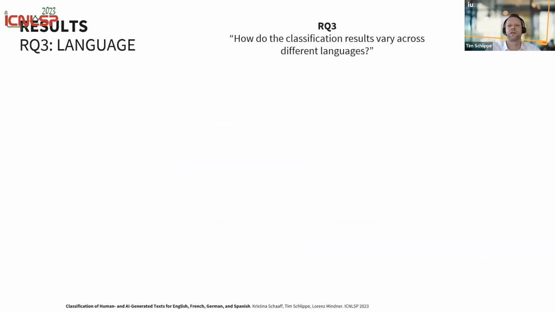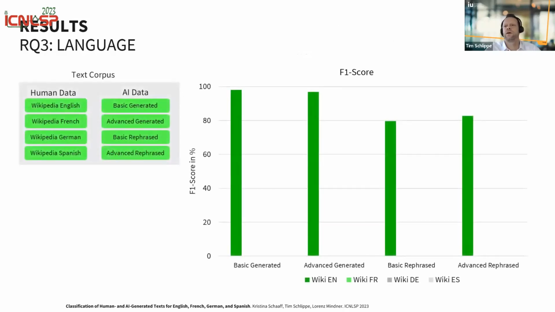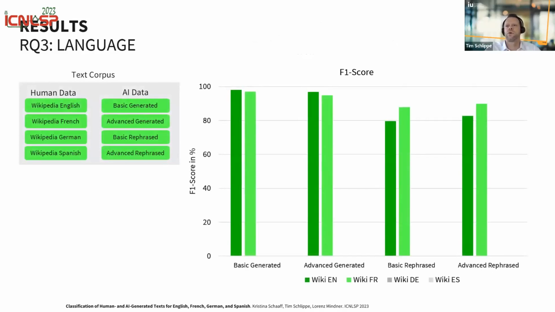Let's now look at the results concerning our third research question. How do the classification results vary across different languages? And here our hypothesis was that the investigated features deliver comparable results for the detection of AI-generated text across languages. So what do we see? For the generation, the F-scores for French are very similar to English, but for the detection of French rephrased text, French is better.